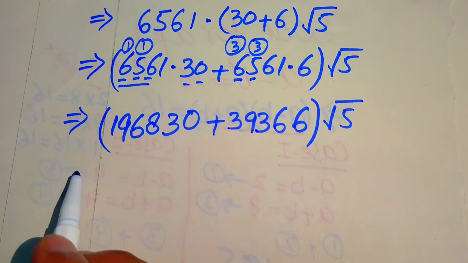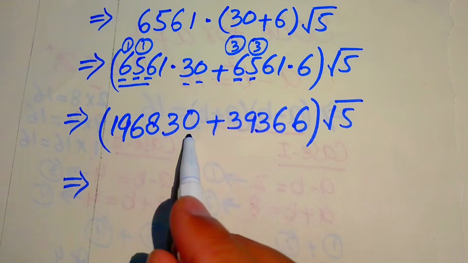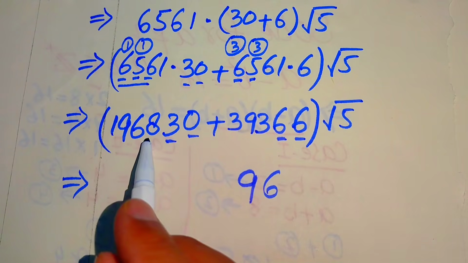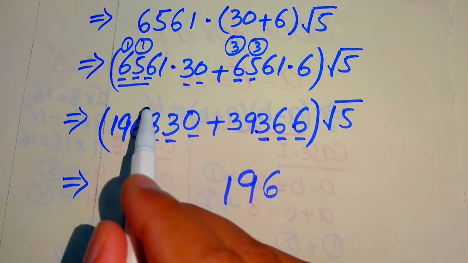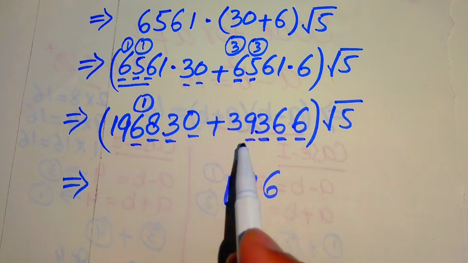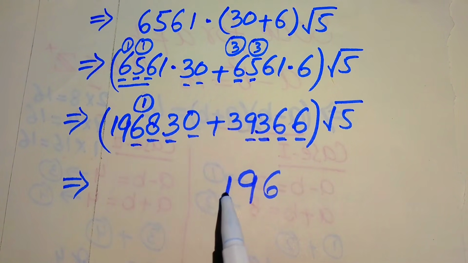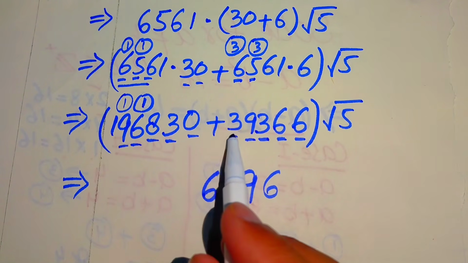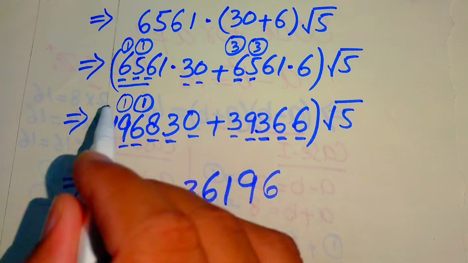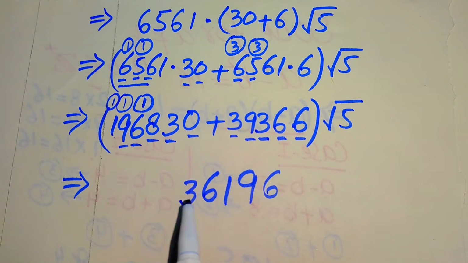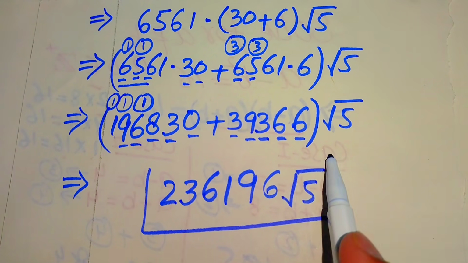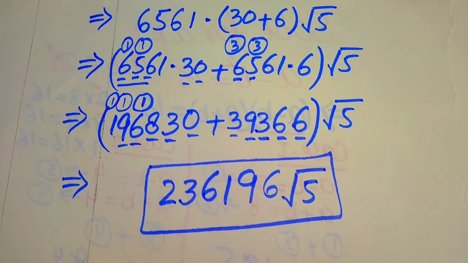Here we need to sum up these two values, and we get our resulting answer. So we have 0 plus 6 becomes 6, and 3 plus 6 becomes 9, 8 plus 3 becomes 11, we write 1 and carry 1. So 6 plus 9 becomes 15, 15 plus 1 becomes 16, we write 6 and carry 1. Then 9 plus 3 becomes 12, 12 plus 1 becomes 13, we write 3 and carry 1, and 1 plus 1 becomes 2. So we get 236196 times the square root of 5. This is the final simplified form of the given question, and this is our final answer.